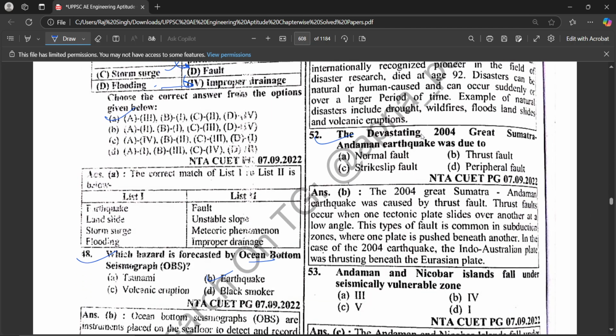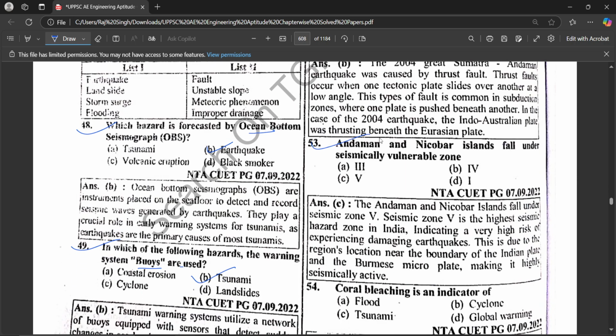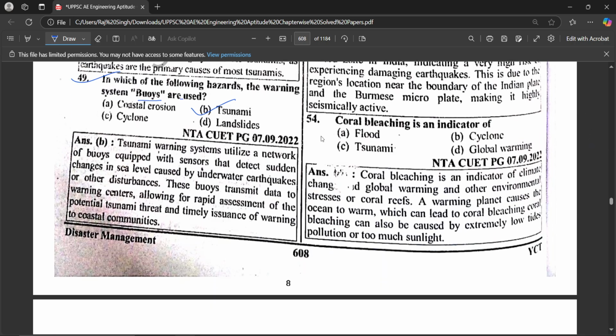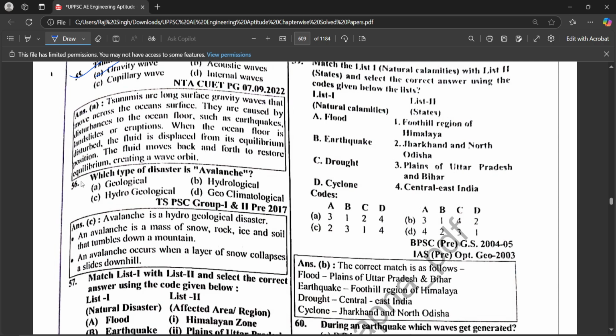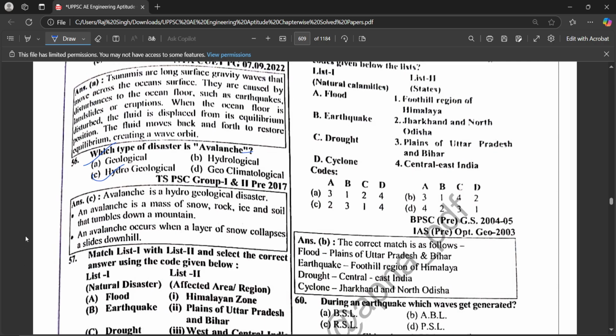The devastating 2004 Great Sumatra and Andaman earthquake was due to which? A thrust fault. The Andaman and Nicobar Islands fall under seismic zone V. Coral bleaching is an indicator of global warming. Next, tsunamis are gravity waves. Which type of disaster is an avalanche? Hydrogeological.